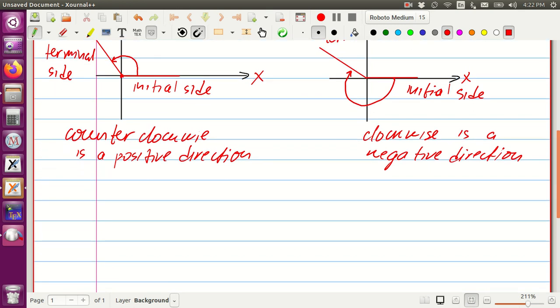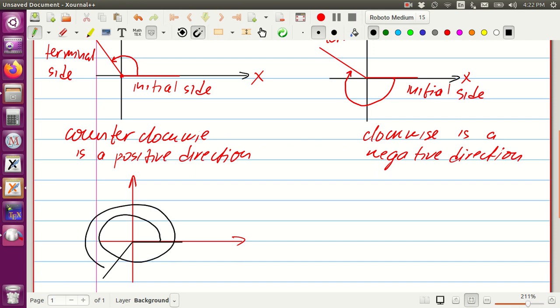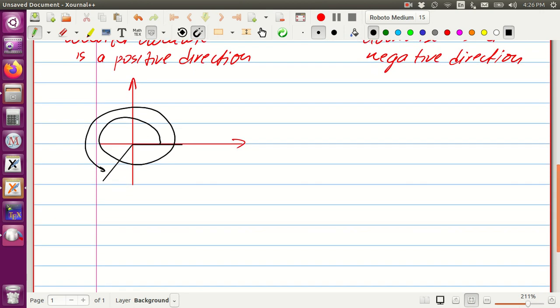Also, we can come to the terminal side by rotating a couple of times around the circle. For example, if this is our initial side over here, and this is our terminal side over here, we can go once and then a second time and come back to this place. So basically we can come to the terminal side by moving a couple of times around the circle, and it could be done clockwise or counterclockwise.